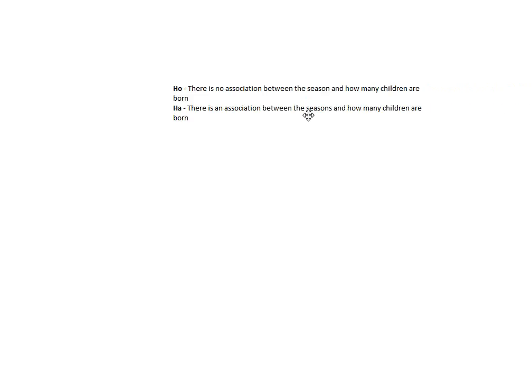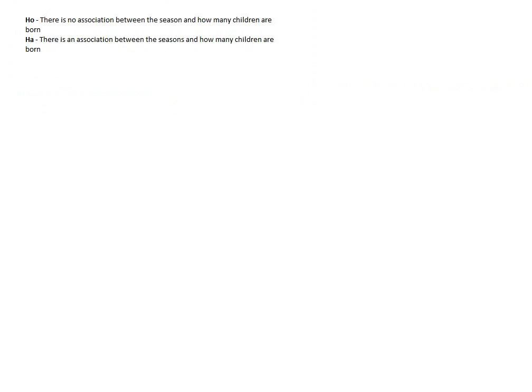The first question asks, what are the null and alternative hypotheses associated with this question? To answer that, the null hypothesis is that there is no association between the season and how many children are born, and the alternative is that there is an association between the seasons and how many children are born. The second part asks us to compute the chi-squared statistic.